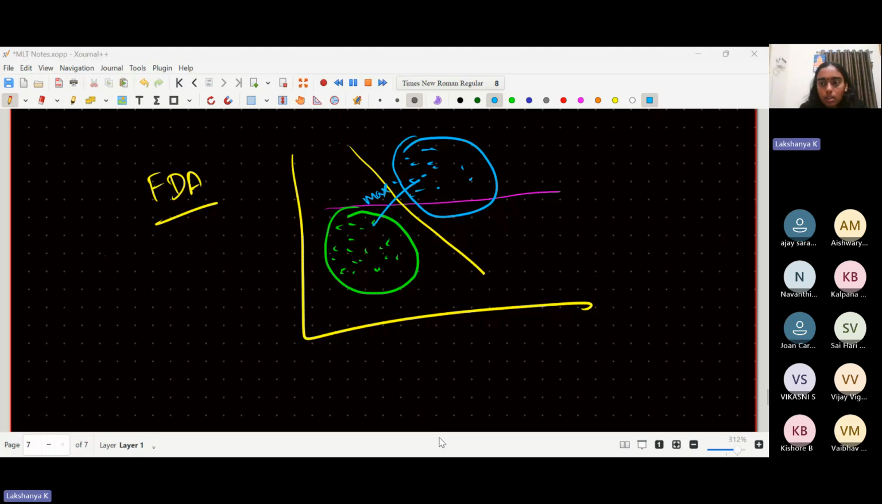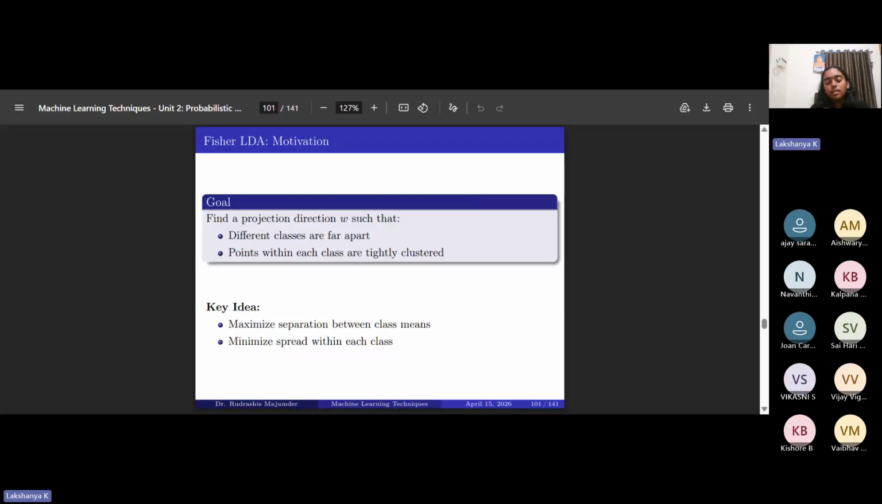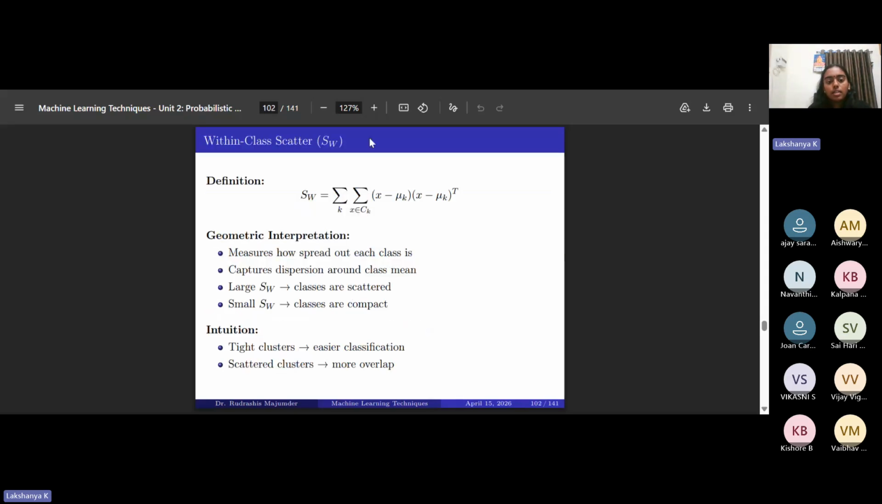So I will now go back to the slides. The goal is that the different classes are far apart from each other, and points within a class are tightly clustered. So how I'm going to do that is, we are going to define two terms.